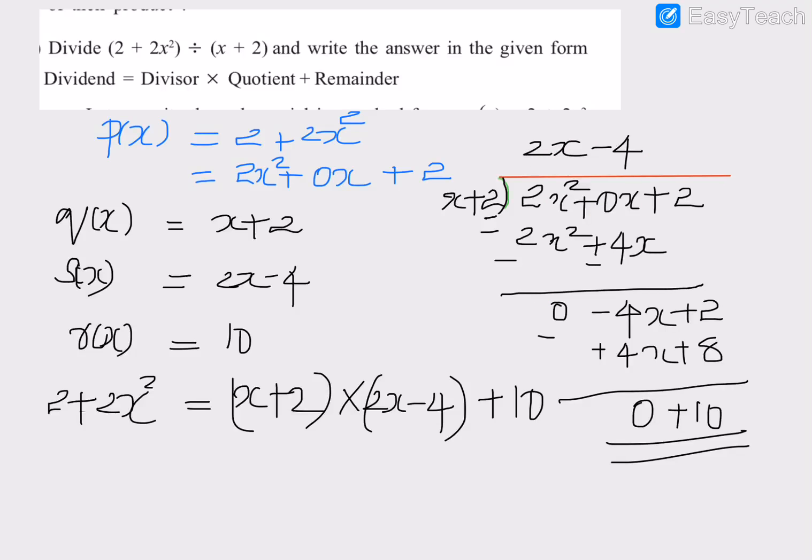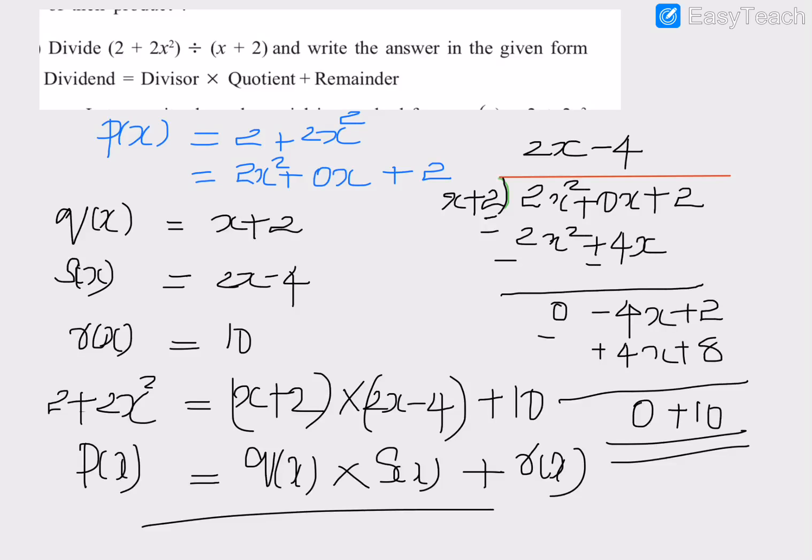So this is how we write this division. We have taken 2 plus 2x square as p of x, so we will write p of x is equal to x plus 2 as q of x, that is the divisor, into 2x minus 4, that is s of x, the quotient here, plus 10. 10 is the remainder here, that is r of x.